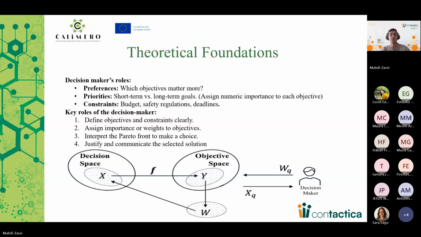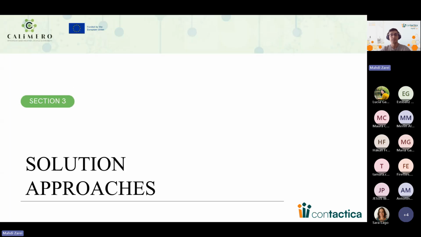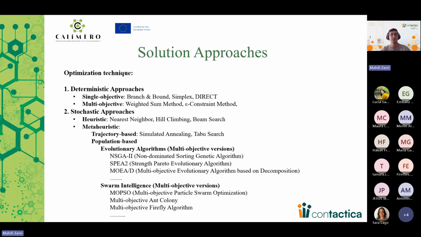Which solution fits best based on the preference, priority, and constraints like budget, regulation, or technical feasibility. Now that we have covered the theory, let's move on to how we actually solve multi-objective optimization problems.